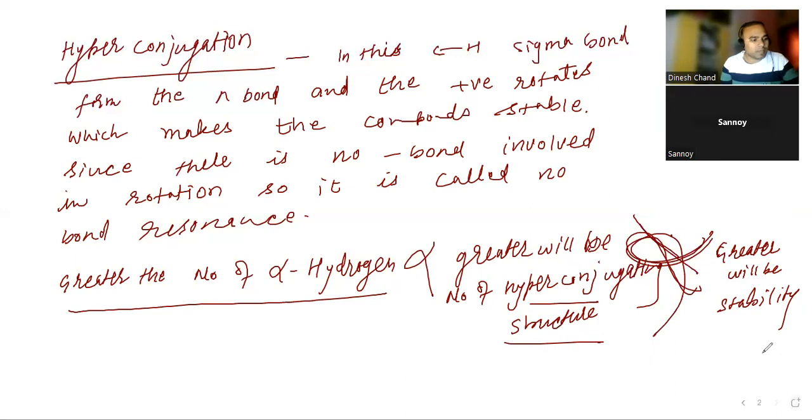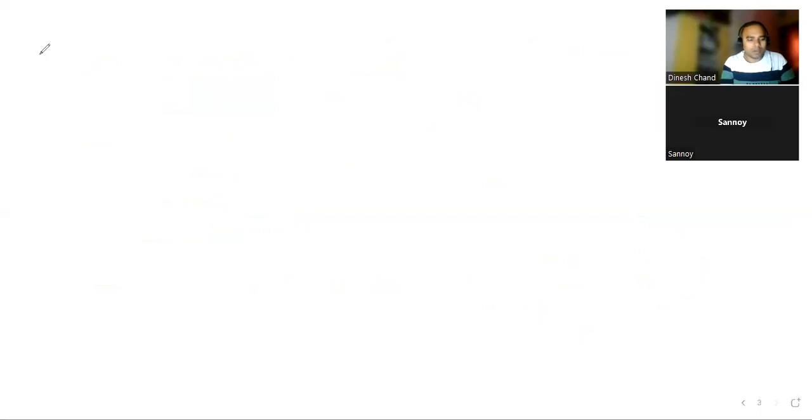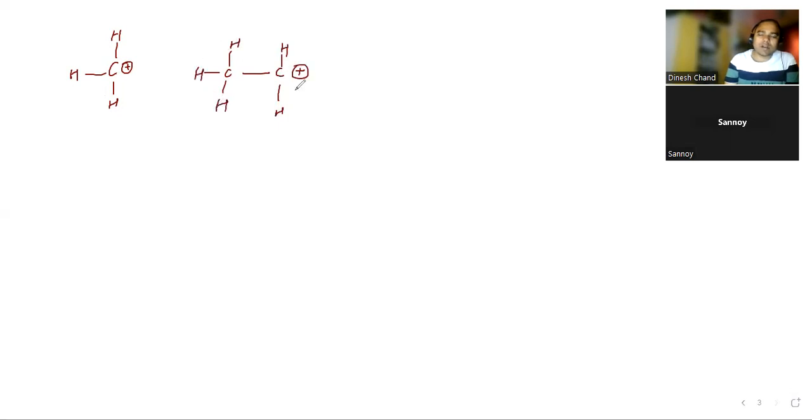Now, see here. We are having first CH3. You can write it in a different form this way: here we have C, and here are the H's. This is the H.